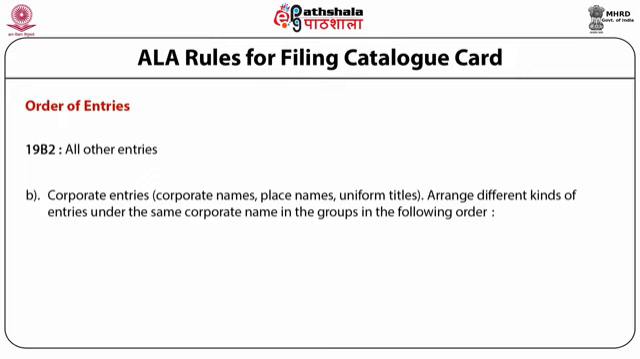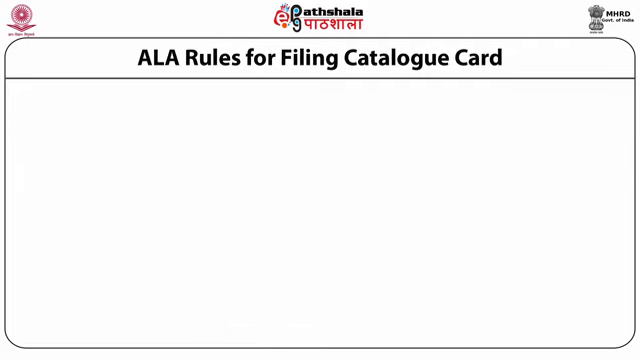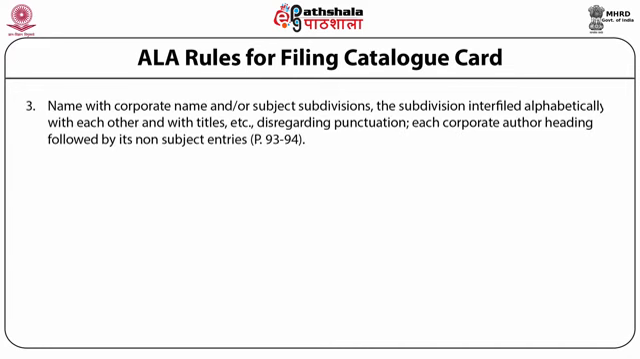Arrange different kinds of entries under the same corporate names in groups in the following order. First, author, main and oblique or added entry without subheading. Second, subject without subdivision and identical title added entries, identified and subarranged alphabetically by their main entries. Third, name with corporate name and or subject subdivisions, the subdivisions interfiled alphabetically with each other and with titles, etc., disregarding punctuation, each corporate author heading followed by its non-subject entries. This rule is given on page number 93 and 94.